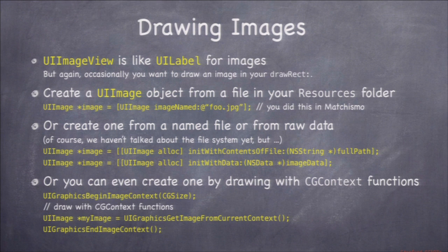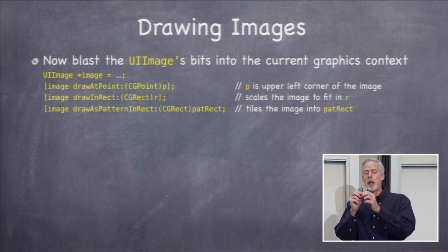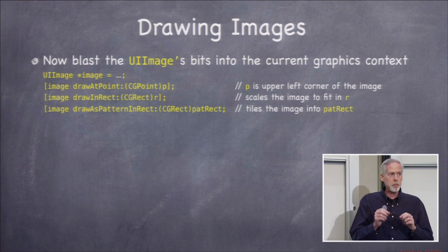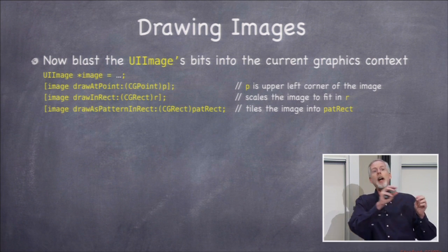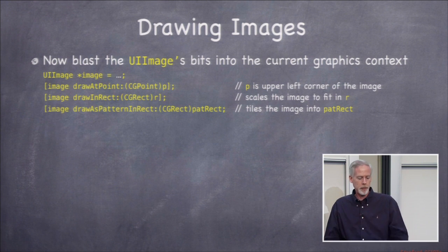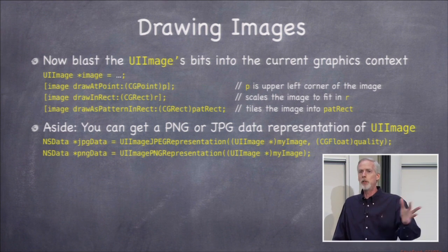Once you have a UIImage in your hand, you just send it draw at point, which will draw that image with its upper left-hand corner at the point you specify, or draw in rect, which will scale the image to fit in the rectangle you specify. Okay, this is a scaling one. Or draw as pattern in rect, which will tile the image, repeating it to fill the rectangle that you specify.